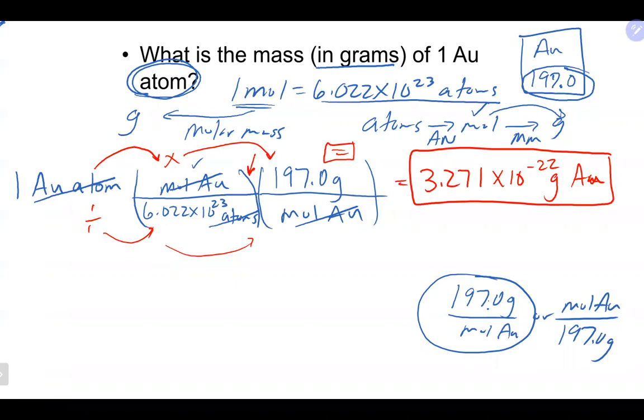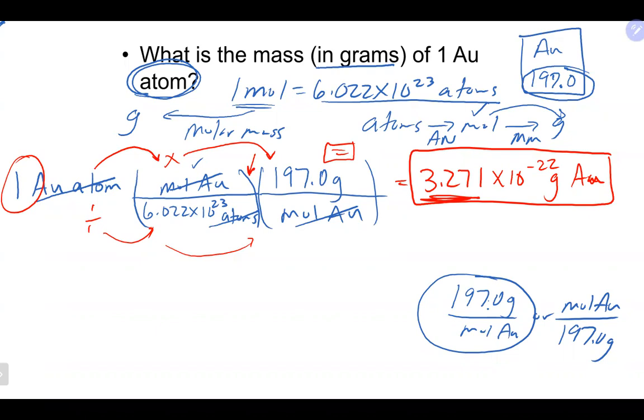Any questions on that there? You're curious about the sig figs here. It's really because 1 gold atom would be something you would count and consider an exact number, so you could put as many sig figs as you want on that particular answer. Any questions on that one there? Yeah.